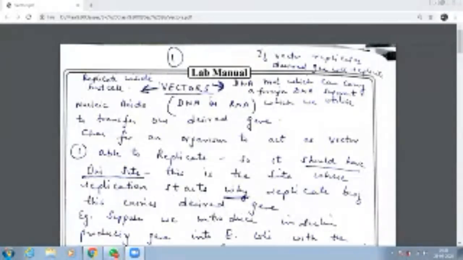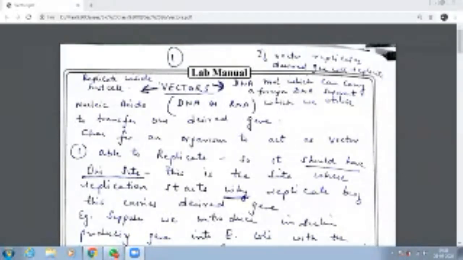So the first and the most important characteristic of a vector is that it should be able to replicate. After entering the host, if it is not replicating, तो आपकी single gene रहेगी. Single gene will not be able to give you the desired effect जो आप चाह रहे हो. So it is useless. It is no point using such a vector. It should be able to replicate after entering into the host, and when it will replicate, automatically desired gene की बहुत सारी copies बनेंगी. So the first quality which a vector should have is it should be able to replicate.